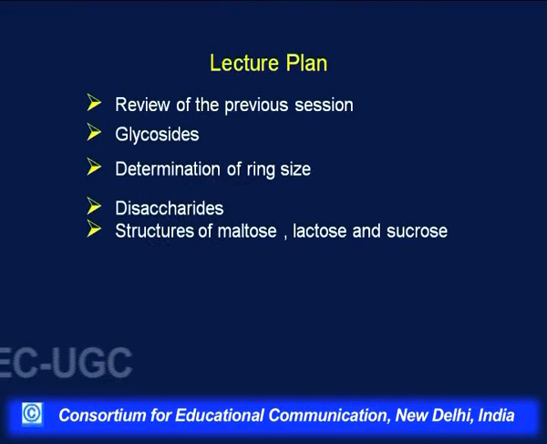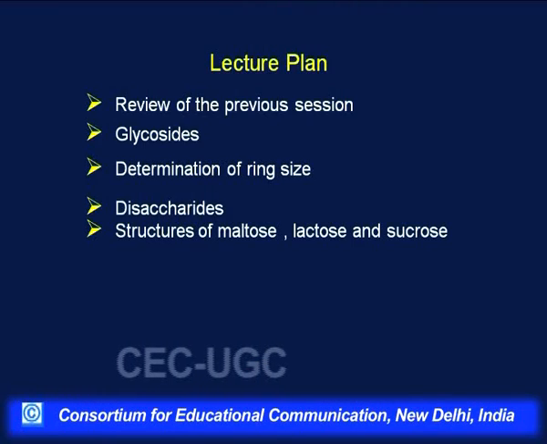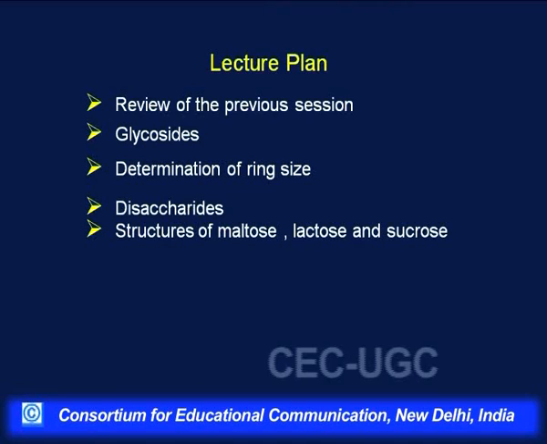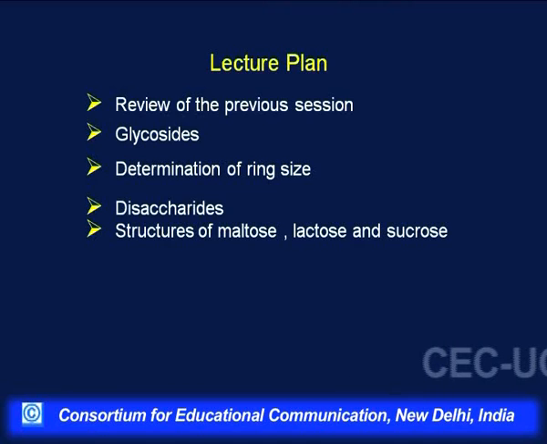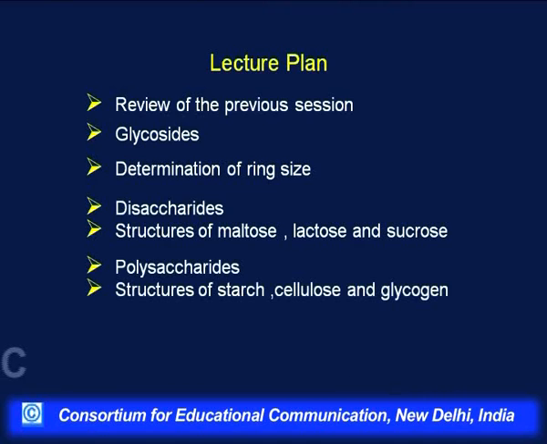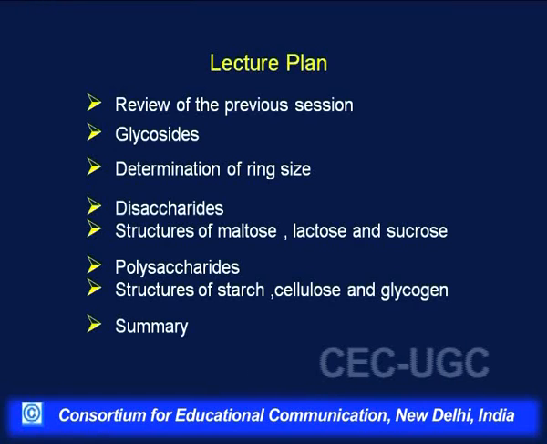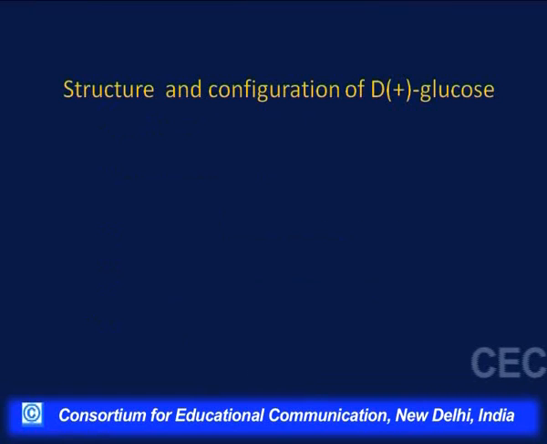We will not take up the method by which the structures of these disaccharides have been determined. We shall just talk about their structures and their representations. Specifically, we will take the examples of maltose, lactose and sucrose. And then amongst polysaccharides, we will talk about the structure of starch, cellulose and glycogen. And finally, I will summarize my today's work.